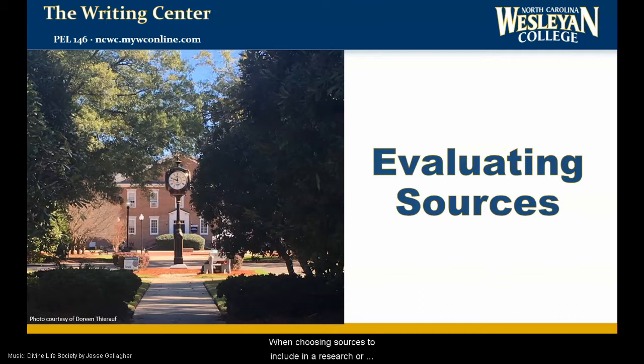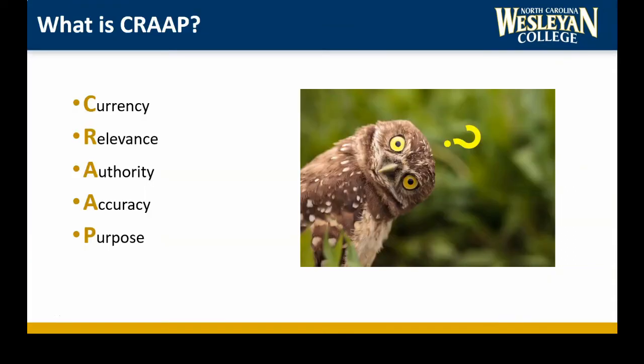When choosing sources to include in a research or argument paper, it is important to check their credibility and usefulness. The CRAP test provides an easy-to-remember strategy for deciding if a source will strengthen your paper or if it should be discarded. You're probably asking yourself, what is CRAP? CRAP stands for Currency, Relevance, Authority, Accuracy, and Purpose.